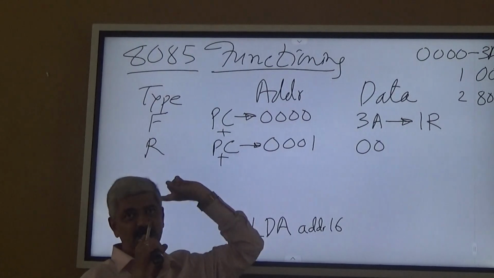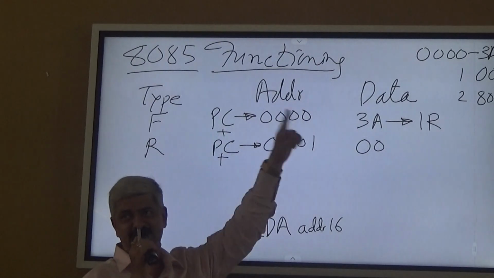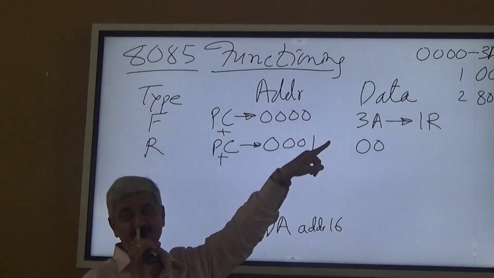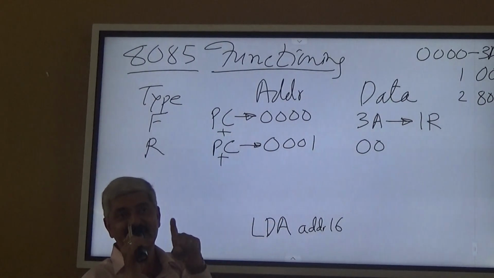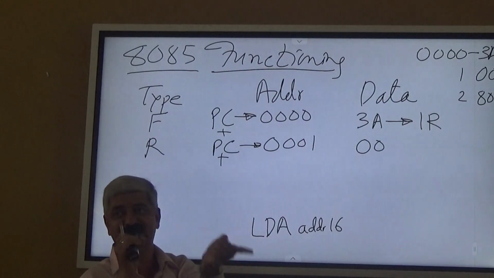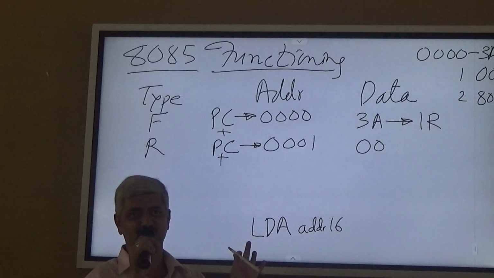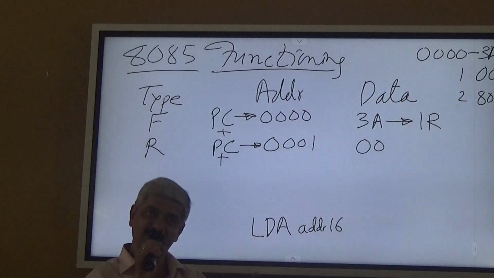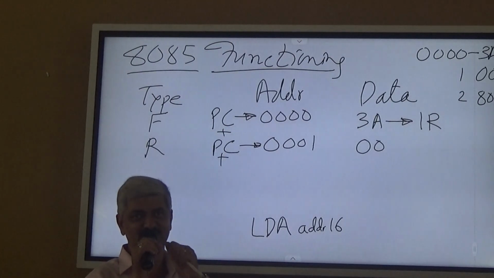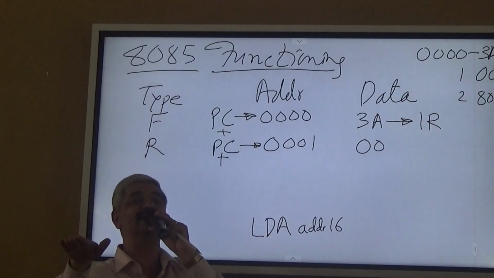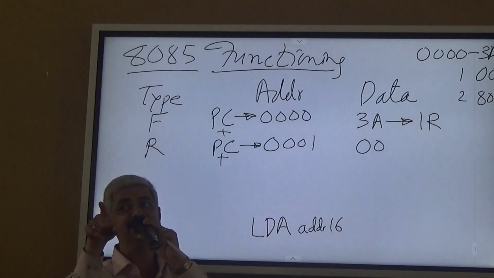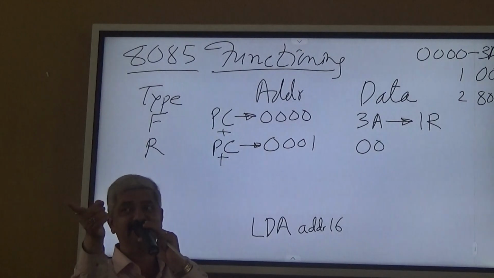LDA instruction: destination accumulator, source external location. So it should not impact anything other than source and destination. Is the idea clear? So register C should not be used. Register B should not be used. Then what is to be used? The thing which is used for such temporary purpose. WZ pair.